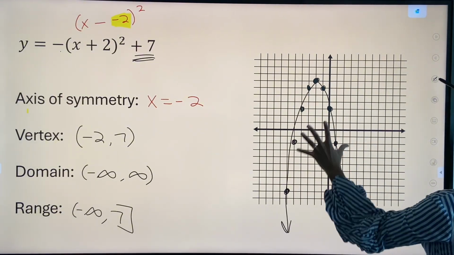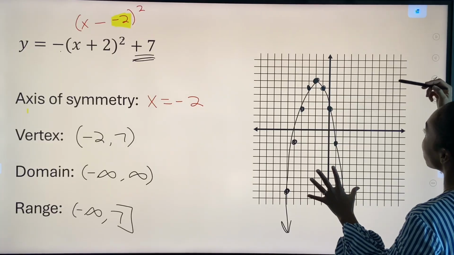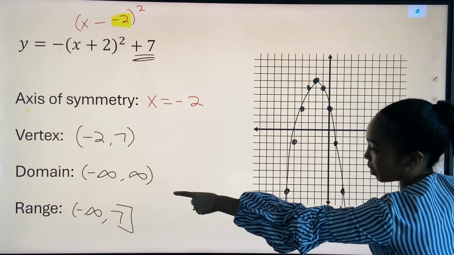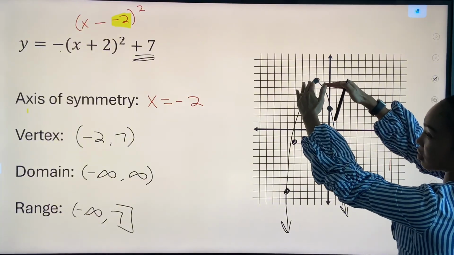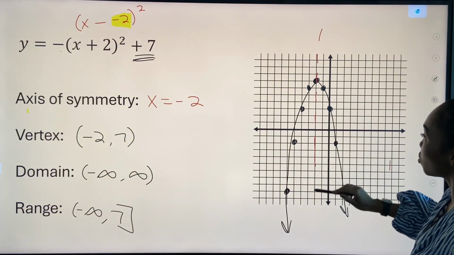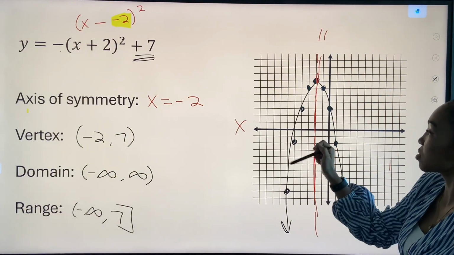And what I see in my graph matches what I have over here. Your range is pointing down to -infinity, and it goes all the way up to 7. Your axis of symmetry is right here at x equals -2.